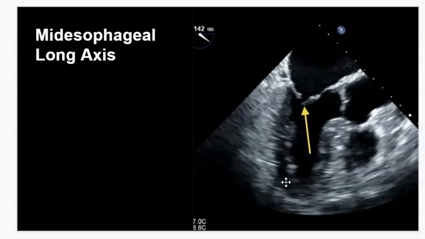Like this is the long axis view, correct? However, as you can see, this is upside down. Well, this is the non-coronary cusp up here, and this is the, excuse me, right coronary cusp down here, and so on and so forth. We're going to go over that when we see the video.